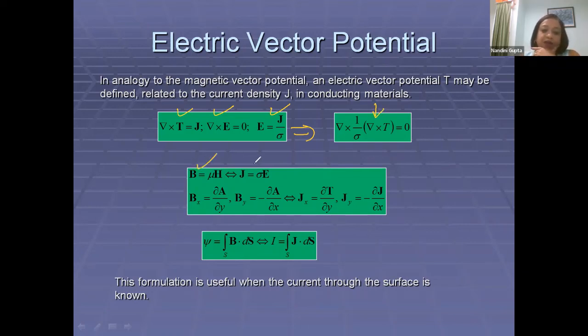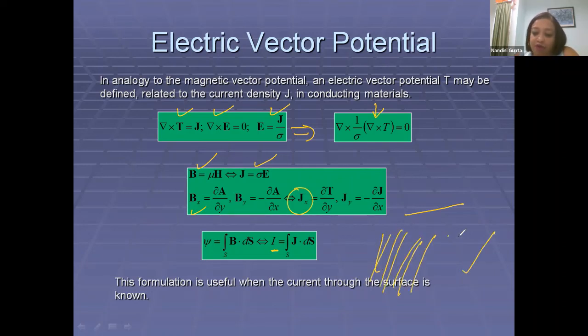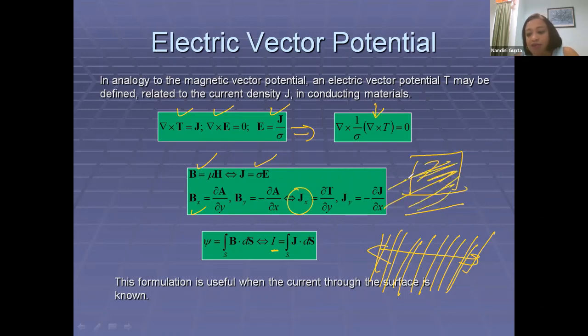So just as B equal to mu H, J is equal to sigma E. Bx is del A del Y, By is minus del A del X. Similarly, Jx is del T del Y, Jy is minus del T del X. And psi is integration B dot ds. So similarly, I will be integration J dot ds. So basically, why would we work with the electric vector potential? Now, suppose you have two points and you do not know anything else, but the boundary condition that you know is the total current that is flowing through the surface. Let's say you have a surface and you know the total current that is flowing through the surface.